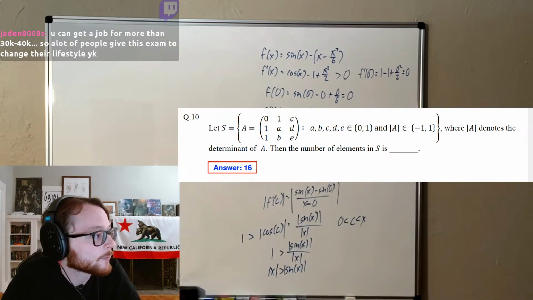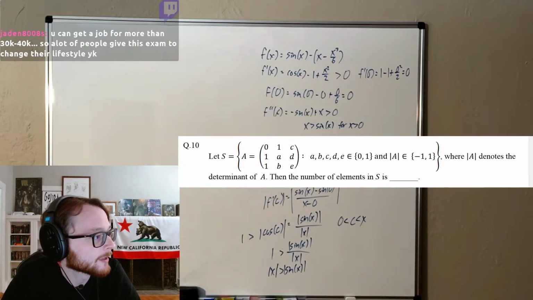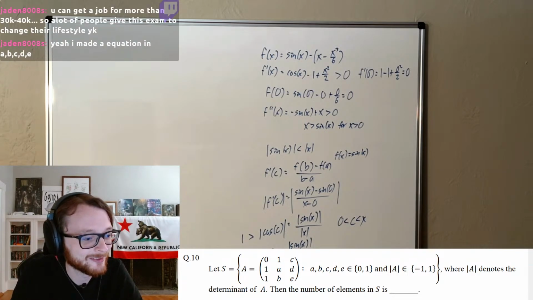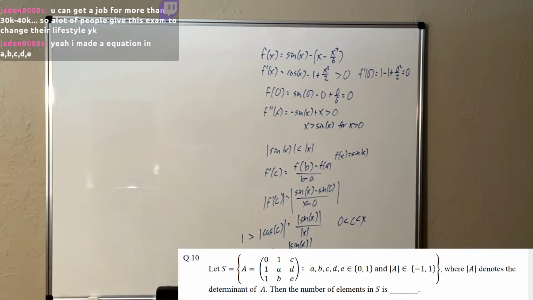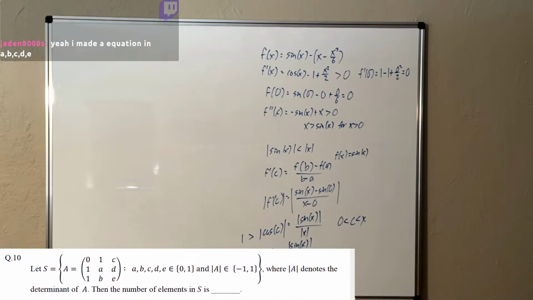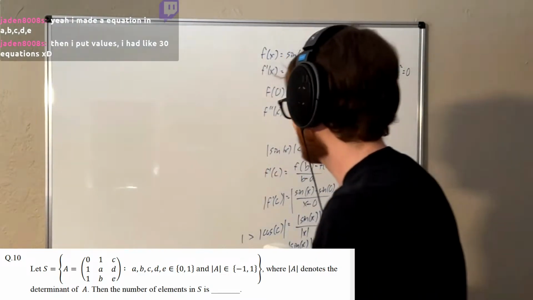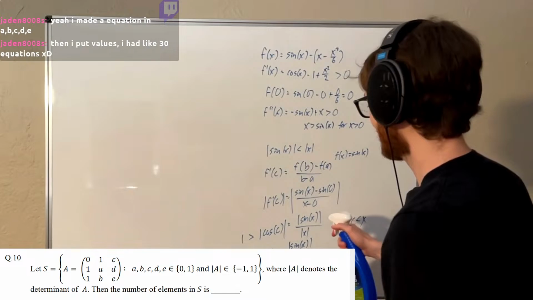Out of the 3 that you've sent, this one feels like the most achievable for me, I guess. C, D, and E are all 0. Okay, so that's one category we can throw out, then. Scrimp, it's good to know. Put in values, had like 30 equations. Okay. I mean, hopefully we can figure out a way to narrow it down so it's not quite as big as 30.